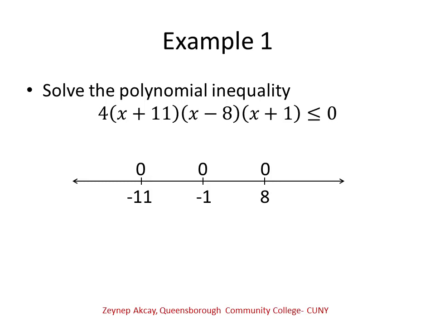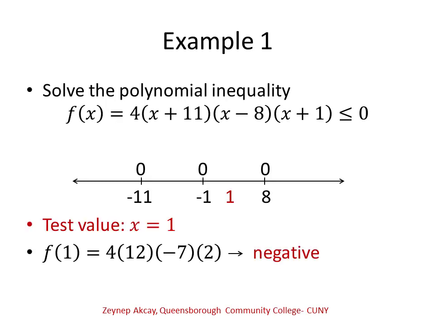We draw a number line and place the zeros of the polynomial under the number line. And we put zeros to denote that the polynomial has zeros at these points. In the next step, we choose a test value. This can be any real number except the zeros of the polynomial. But we prefer to choose small numbers that will be easy to calculate. For this example, I choose the test value to be x equals 1.